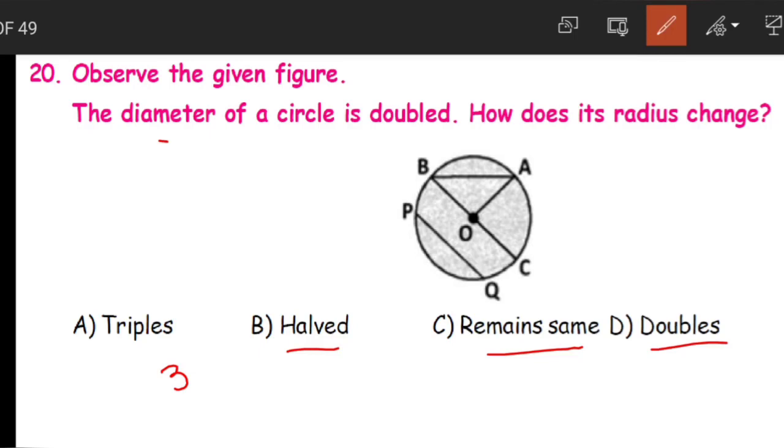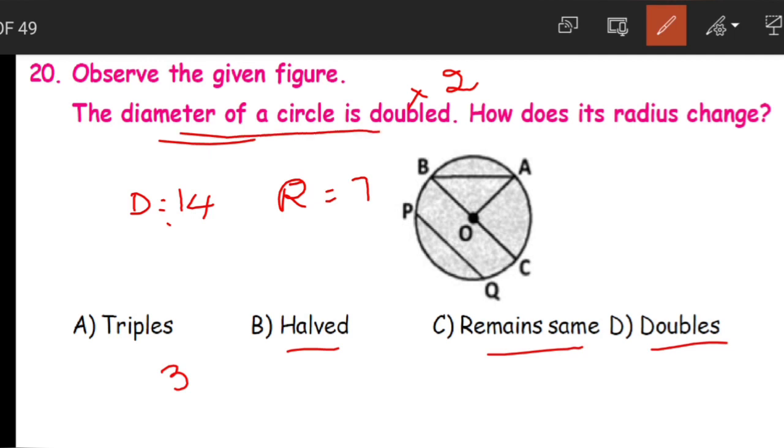Now what is the question here? The diameter of a circle is doubled. Doubled means multiplied by 2. For example, if you take the previous question only, the diameter was 14 centimeters and the radius was 7 centimeters. We found out. Now, if we double the diameter, that is 14 multiplied by 2 will be equal to 28 centimeters. Now, our new diameter is how much children? It is 28 centimeters. Now, what will be the radius for the diameter 28?